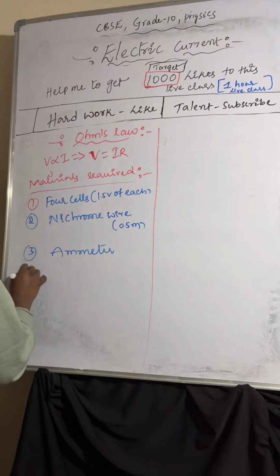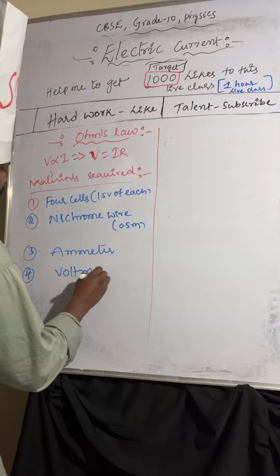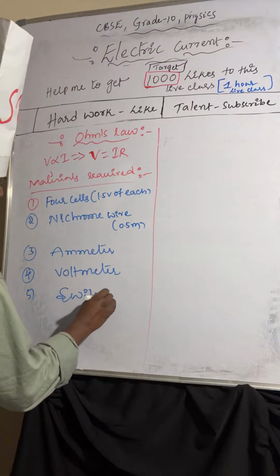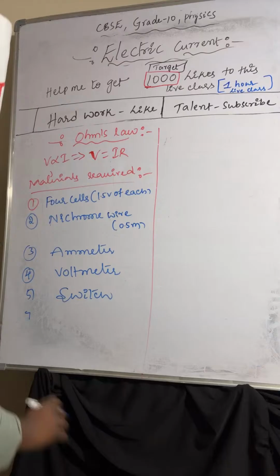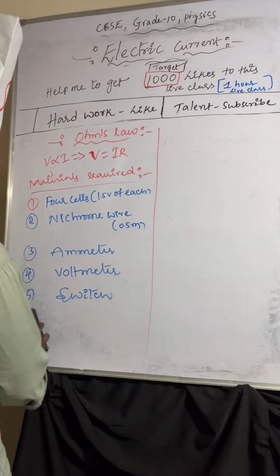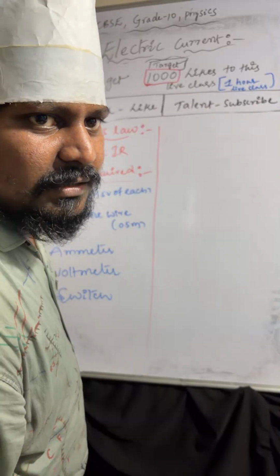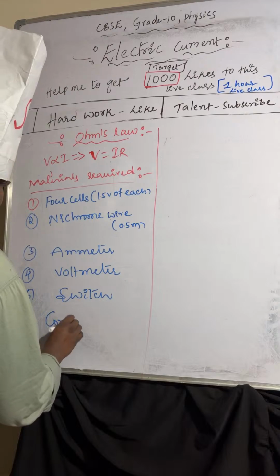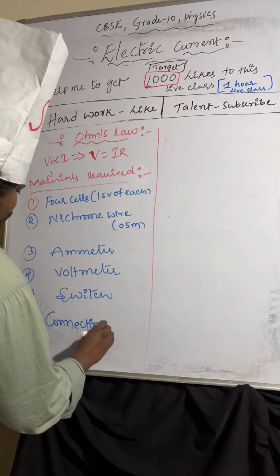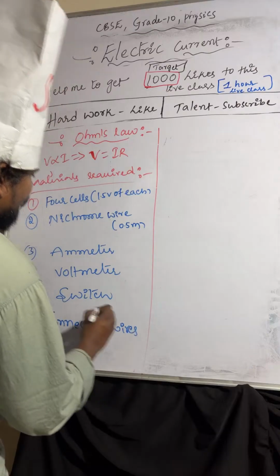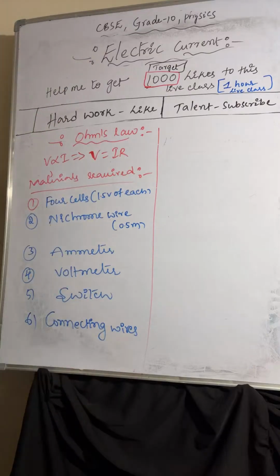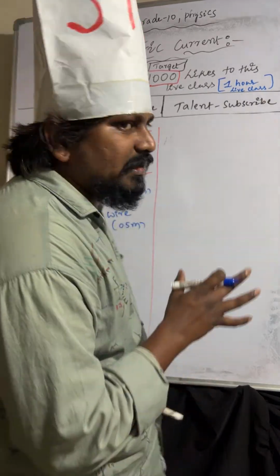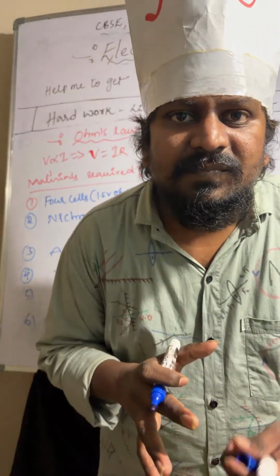And coming to the fourth one, voltmeter. And coming to the fifth one, switch. And coming to the sixth one is connecting wires. Understood? So once again: 4 cells, 1.5 volts each, nichrome wire 0.5 meter length, ammeter, voltmeter, switch, connecting wires.